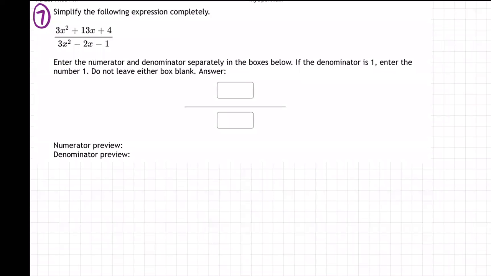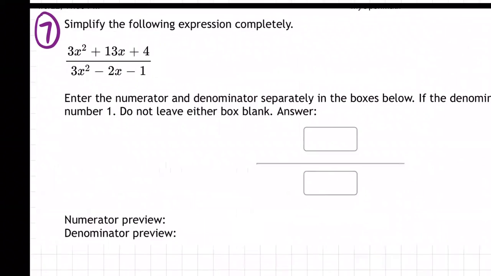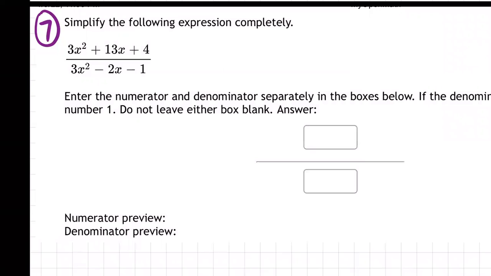Okay, so on this problem, we're wanting to simplify this expression. Let me go back to where we were at there. To simplify this expression, we can't cancel those 3x squareds or anything else for that matter, or these x's. The reason is because we have adding, subtracting.